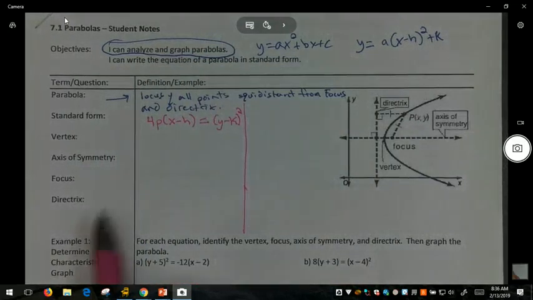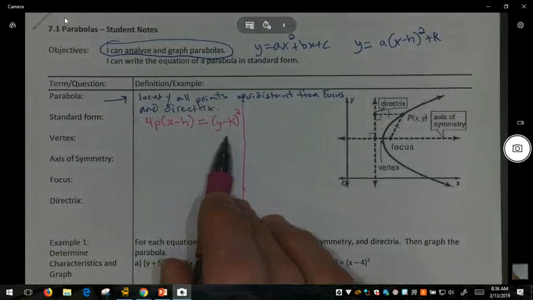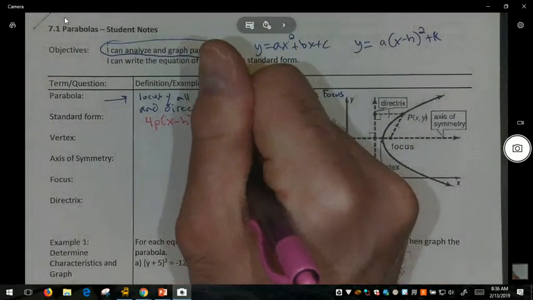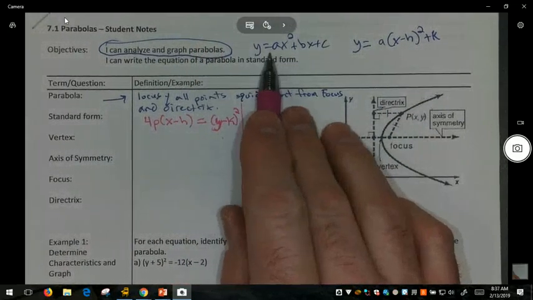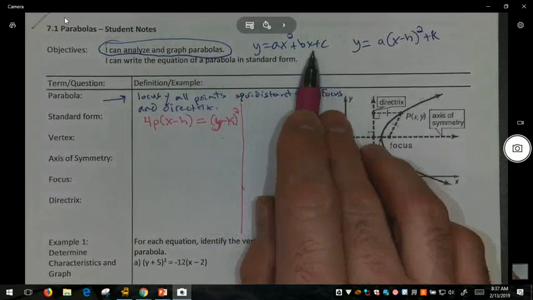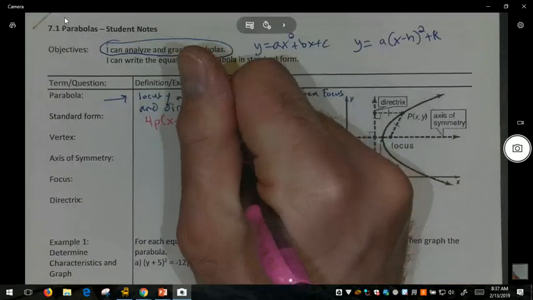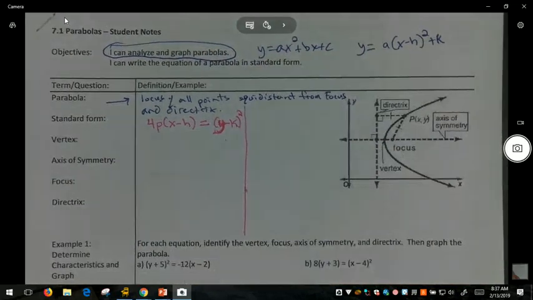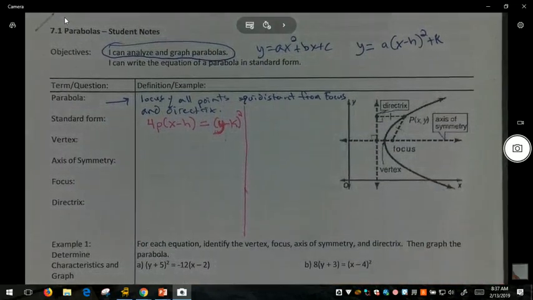Your book and other guides will put the y minus k squared first. If it is the y that's squared, now think about this. If you're used to seeing the x squared and the y not squared, that's when you know it opens up and down. If you see the y term being squared, that means it's opening right or left.